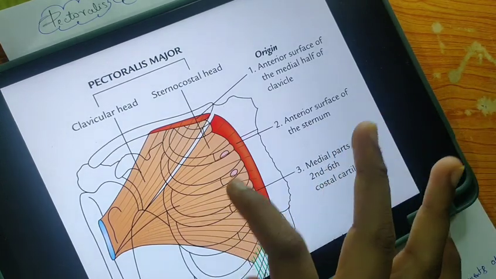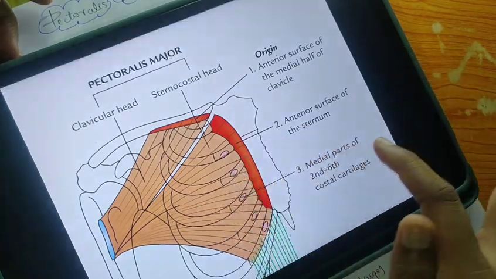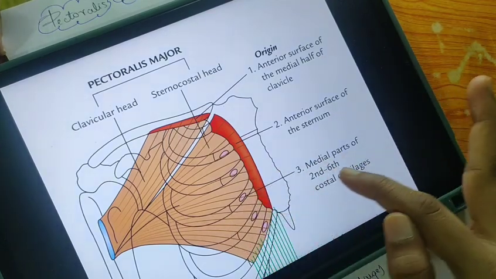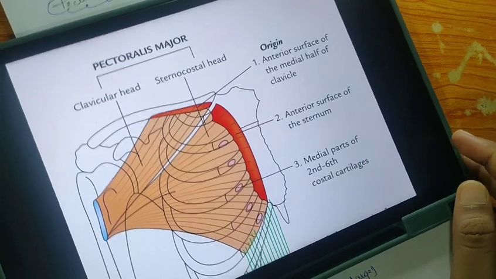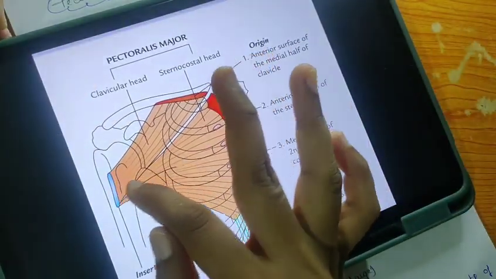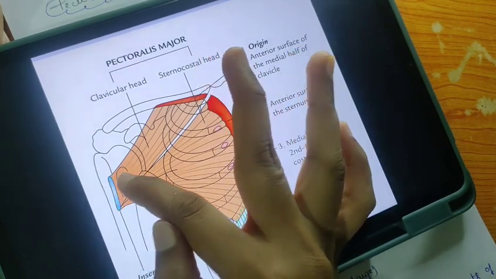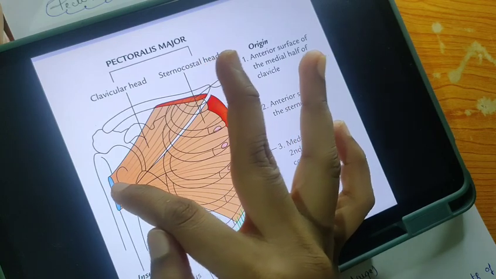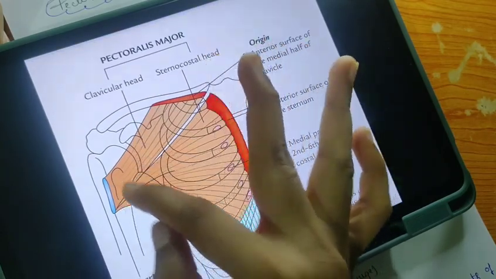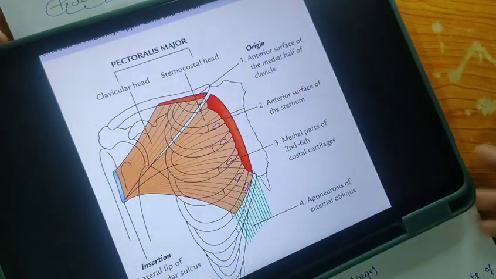the medial parts of the costal cartilage, this is the costal cartilage, medial parts of the second, third, fourth, fifth and sixth rib. It is inserted into the lateral lip of the bicipital groove. As we have discussed in earlier videos, this is the greater tubercle, this is the lesser tubercle. In between those tubercles is the bicipital groove or intertubercular sulcus. The intertubercular sulcus has a medial lip, a lateral lip and a groove. Pectoralis major is inserted into the lateral lip of the intertubercular sulcus.